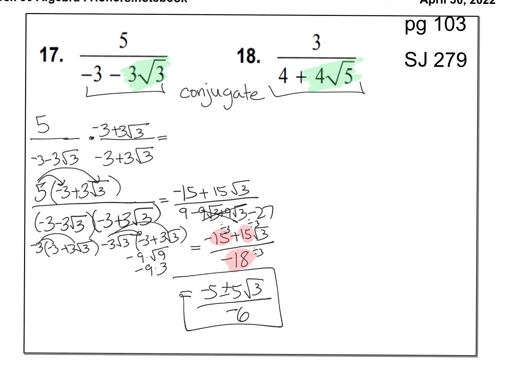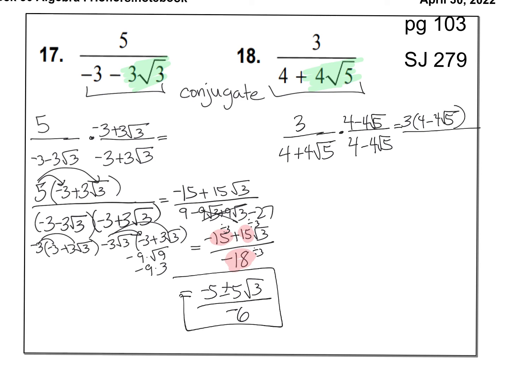Then for number 18, I'm going to do the same process. To get rid of the plus sign in the denominator, to get rid of the radical, I'm going to multiply by 4 minus 4 square root of 5 in the numerator and the denominator. I didn't mention on the first one that when I do this, I'm technically multiplying by 1, so I'm not changing the value of anything. And I am writing this out so I can see what it looks like to distribute.